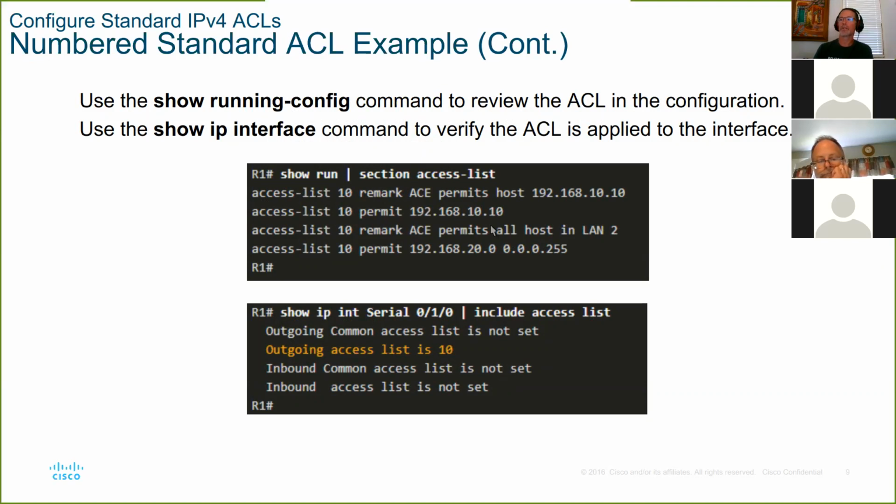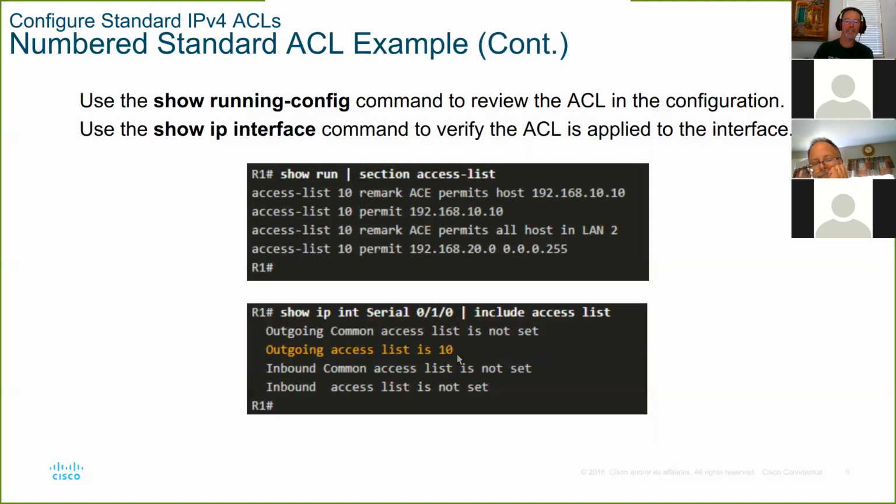Now, every time I add access list 10, blah, blah, blah, access list 10, blah, blah, blah, it keeps adding it to the end of the list, or almost the end of the list, because there's one statement that comes after all of these that I put in, and that's an access list 10 deny any. It's implicit, it's implied.